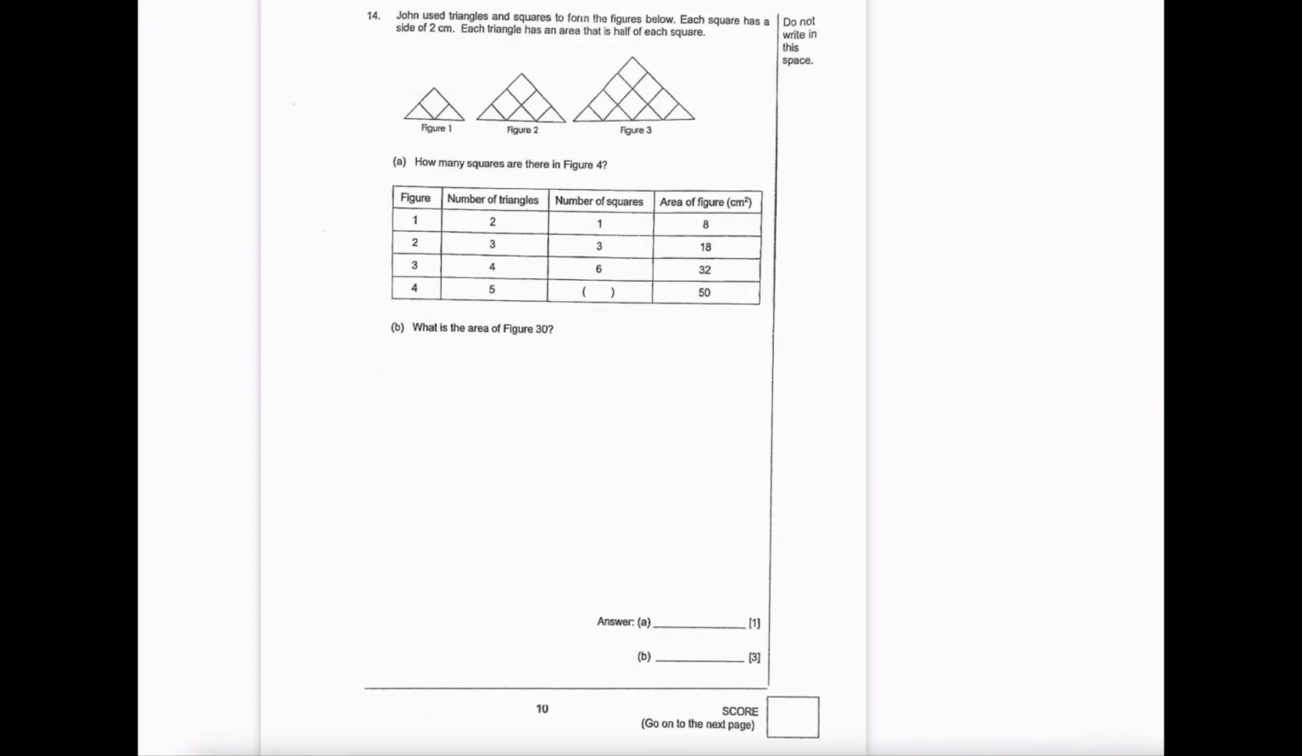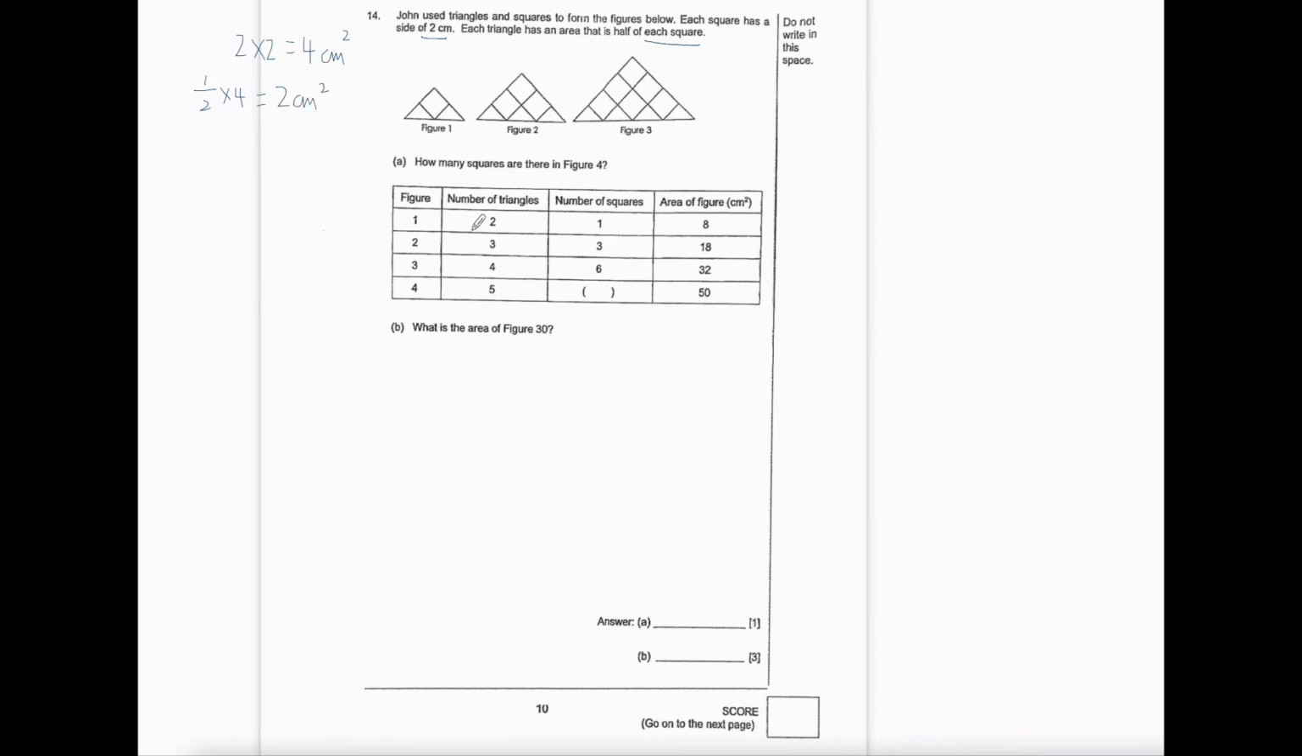In a pattern question, John used triangles and squares to form the figures below. Each square has a side of 2 cm and each triangle has an area that's half of each square. So if my square is side of 2 cm, my area of a square will be 4 cm square. And the area of a triangle will be half times 4 because it's half of a square, which equals 2.